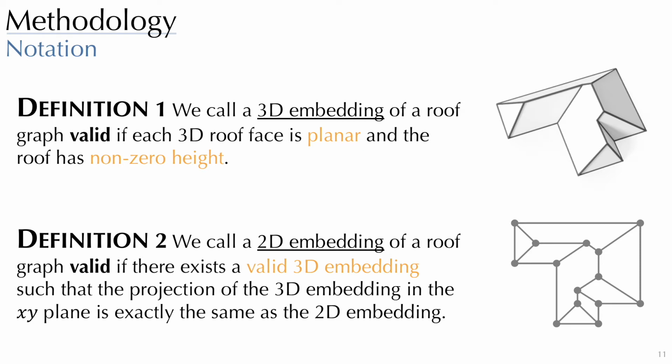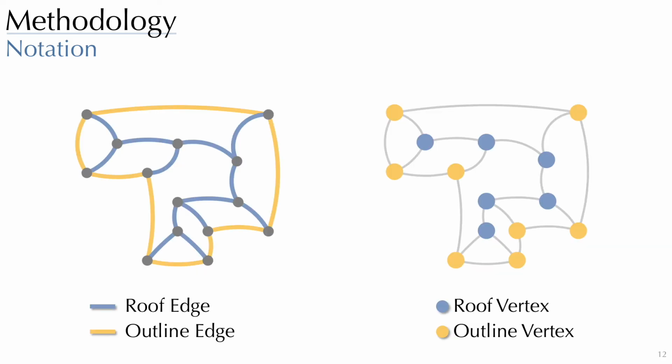We can also define that a 2D embedding is valid if there exists a valid 3D embedding such that its projection in xy plane is the same as a 2D embedding. So our goal is to find valid 2D or 3D embeddings for a given roof where its topology is specified by a graph. For a roof graph, we categorize its edges and nodes into two groups.